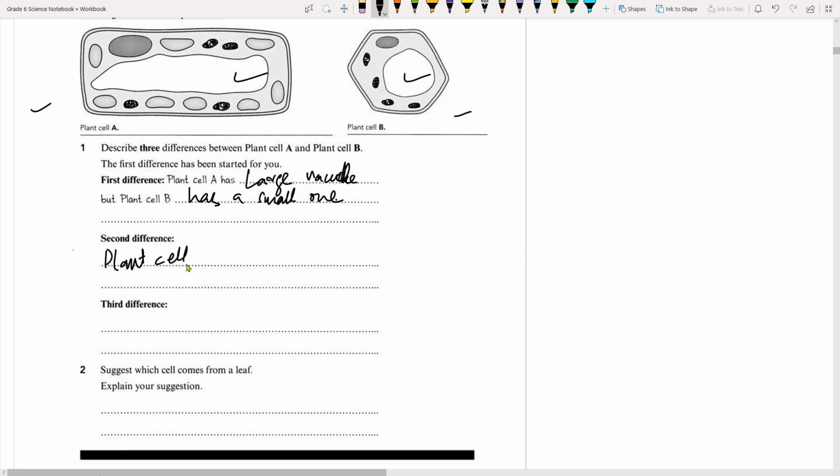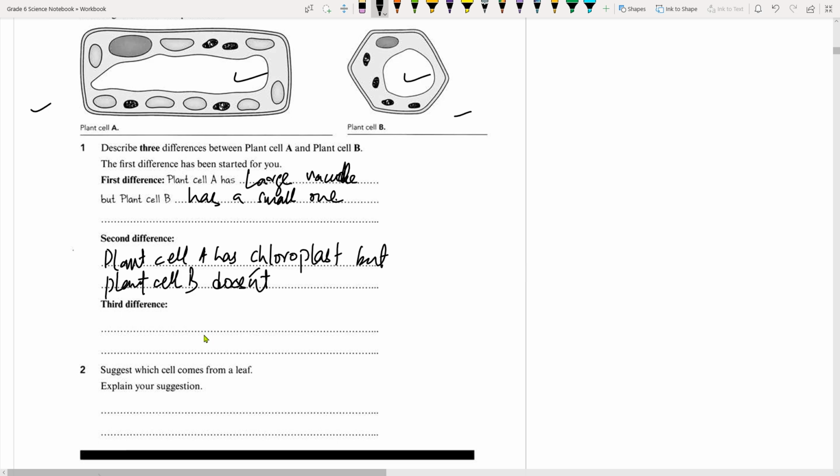Plant cell A has chloroplast, but plant cell B doesn't. It doesn't have chloroplast, as you can see.